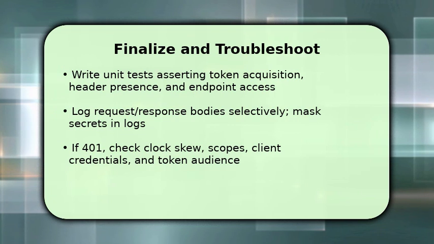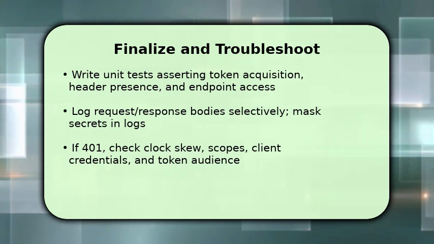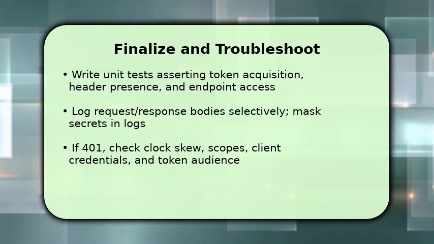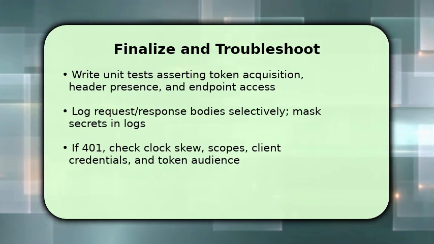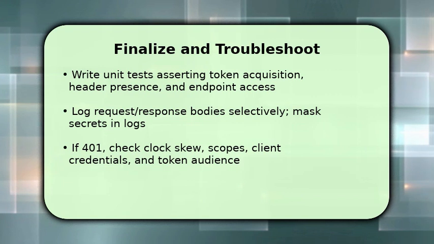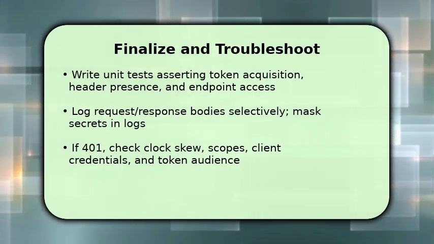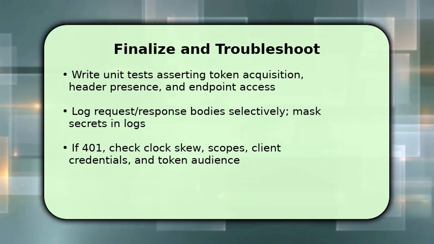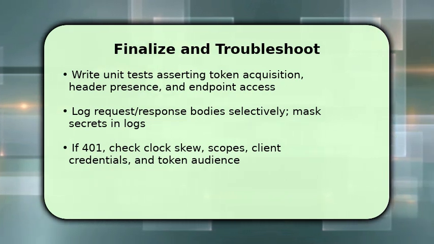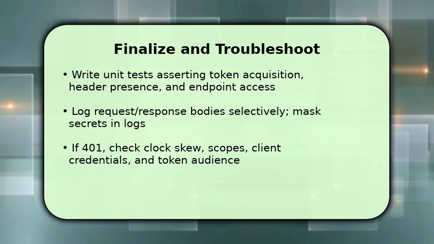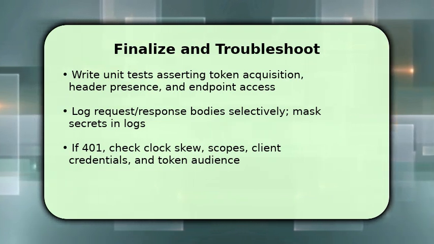If you hit problems, first verify system clock and token expiry, then ensure scopes and audience match the API. If a 401 persists, rotate client credentials in a safe environment and reproduce the token call with a simple HTTP client to isolate REST-assured configuration from authorization server behavior.